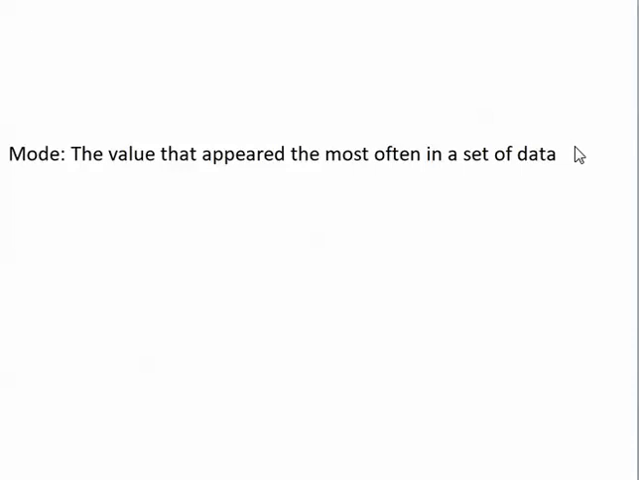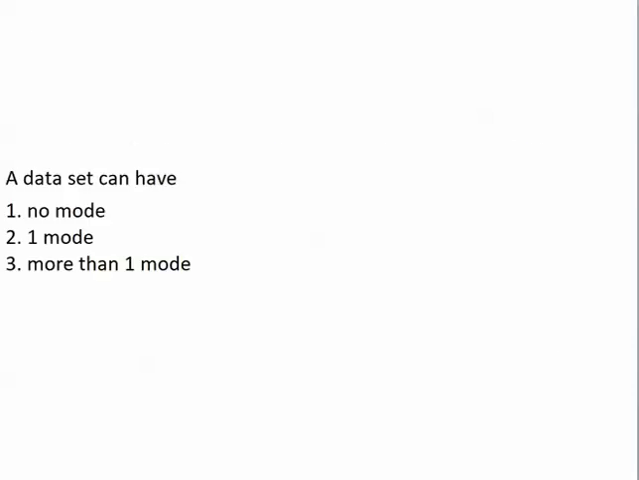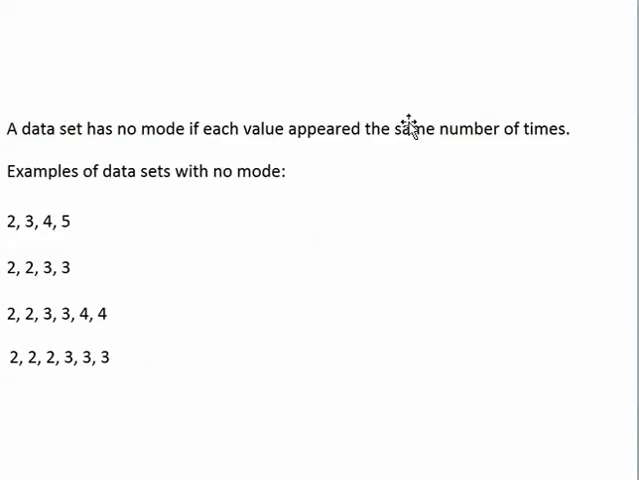The third measure of central tendency that we'll cover in our class is the mode. The mode of a data set is just the value that appeared the most often in the data set. In other words, the mode of a data set is just the most frequent value in the data set. It turns out that a data set can have no mode, one mode, or more than one mode. If each value appears the same number of times in a data set, then that data set has no mode.